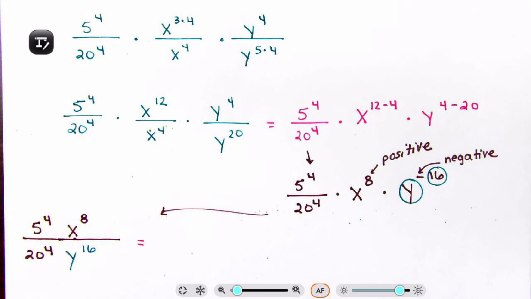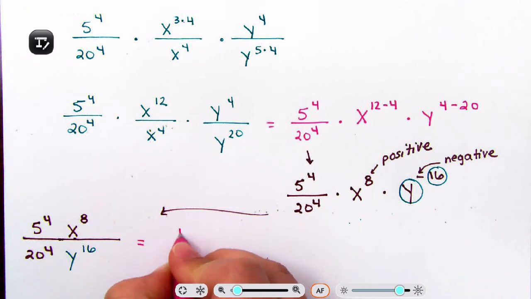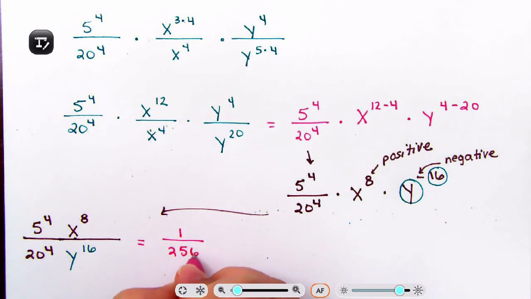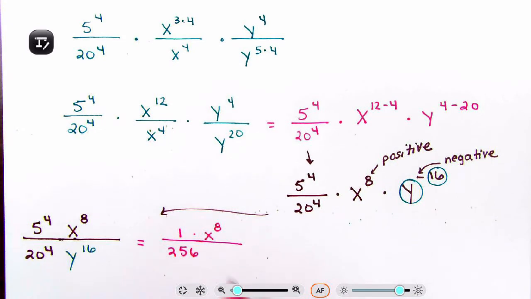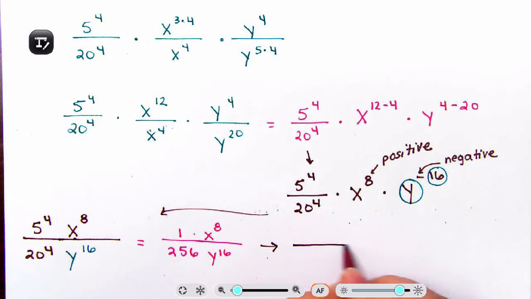So let me find a calculator here. 5 to the 4th power divided by 20 to the 4th power. And I get 1 over 256. And you don't want decimals here. If you get a decimal, do it by hand. And I'm going to omit the 1, leave the 1 out because we don't need it. It's just 1 times x to the 8th over 256, times y to the 16th.